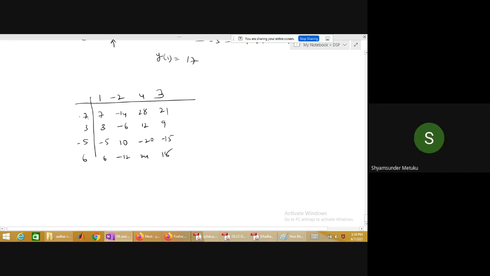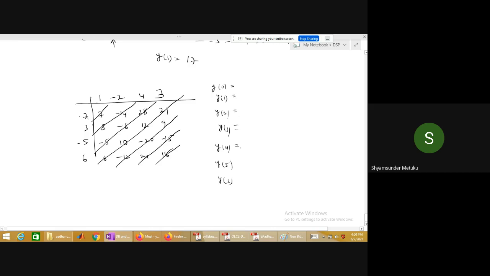Correct or not? Yes, sir. Then you start diagonally from here. The first line has 1 number, the second line has 2 numbers, the third line has 3 numbers, the fourth line has 4 numbers, the fifth line has 3 numbers, the sixth line has 2 numbers. The last one has how many? 7 total lines. So that is your final 7 outputs: y of 0, y of 1, y of 2, y of 3, y of 4, y of 5, y of 6. You add all the numbers crossing through one particular diagonal line.